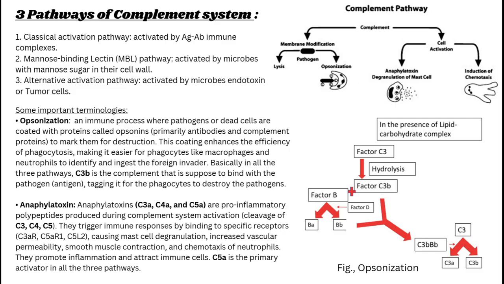There are a few terminologies that we have to learn. I'm considering 2 of them here because they are important in learning the complement pathway, and they will come up. The first one is opsonization. Opsonization is an immune process where pathogens or dead cells are coated with proteins called opsonins, to mark them for destruction. It will coat the pathogens, and that coating will enhance the efficiency of phagocytosis.